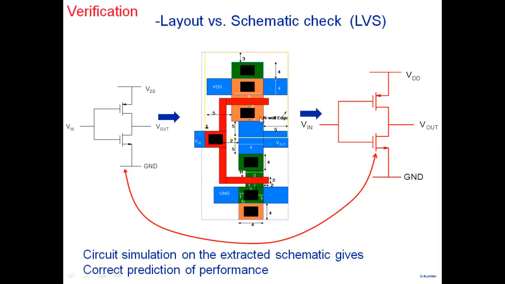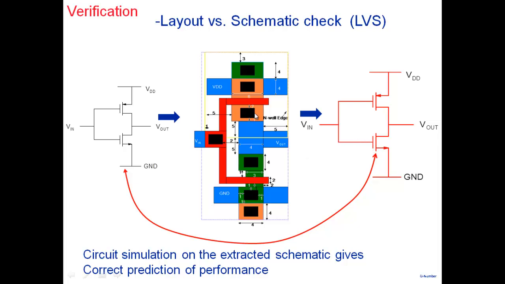If there's a wire here, as you can see, there's a metal one wire here. So this wire will also have a capacitance. So all those extra information becomes available. And so when you extract a new schematic, this new schematic has additional information about all the relevant areas, all the capacitances that are there.